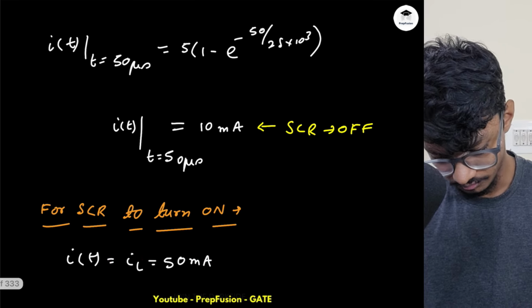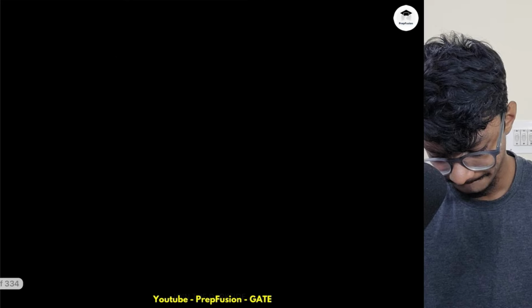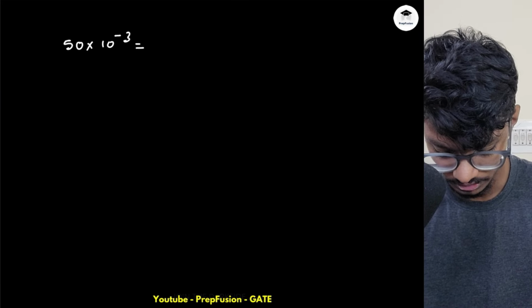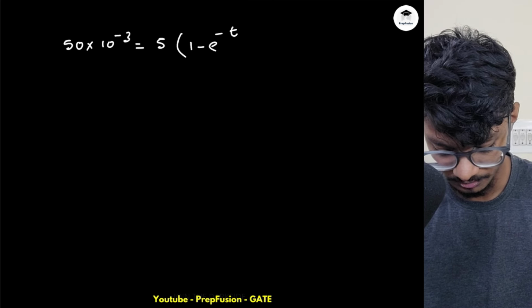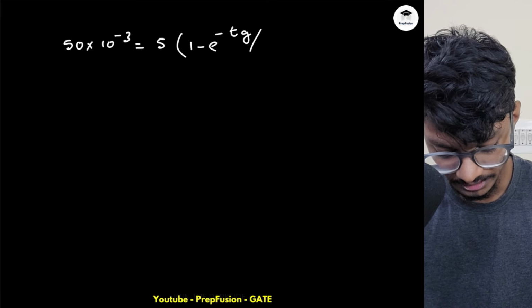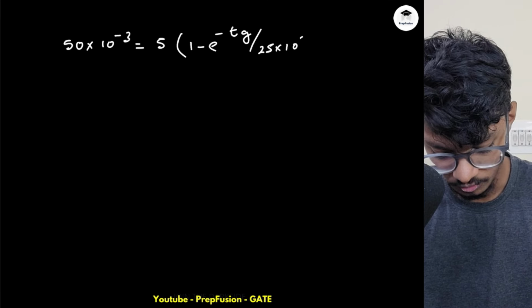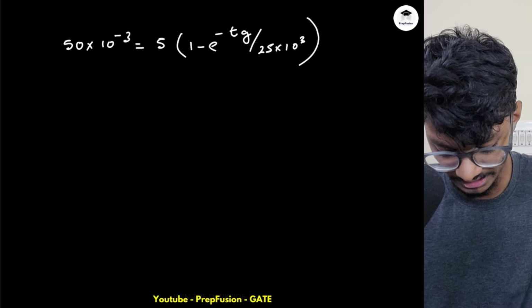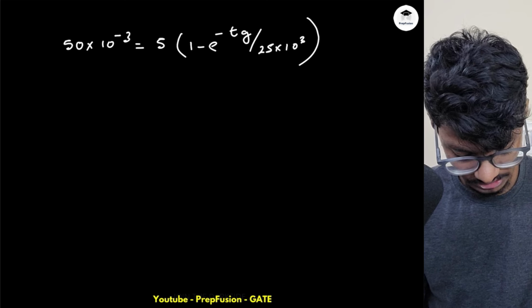50 into 10 raised to power minus 3 equals 5 into 1 minus e raised to power minus t upon tau. This tg I need to find out, divided by 25 into 10 cube. So the tg is in microseconds, that is my assumption. Now let me just compute this real quick.